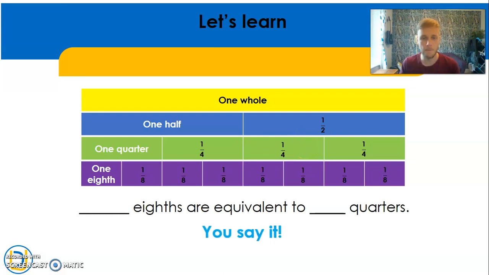Now you say, and let's say it together. 6 eighths are equivalent to 3 quarters.